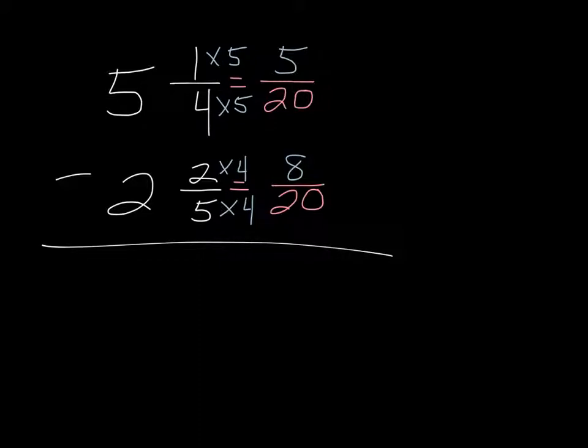We're going to be subtracting 5 minus 8. And once you realize that you cannot subtract 5 minus 8, then you realize that you're going to have to borrow. And let's recall how we borrow. To borrow, we always take from the ones place in the whole numbers, and here we only have one whole number. So we're going to take from the 5 and turn it into a 4.